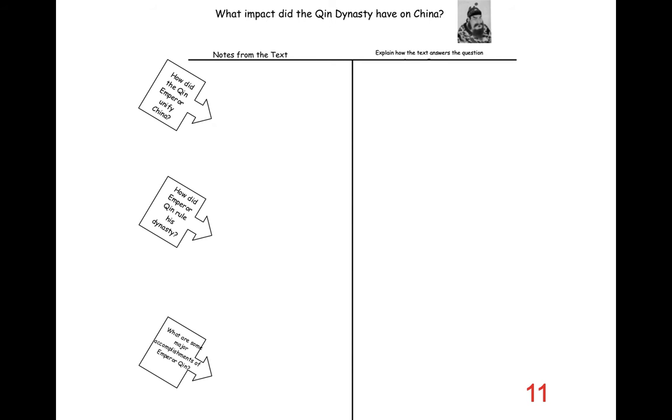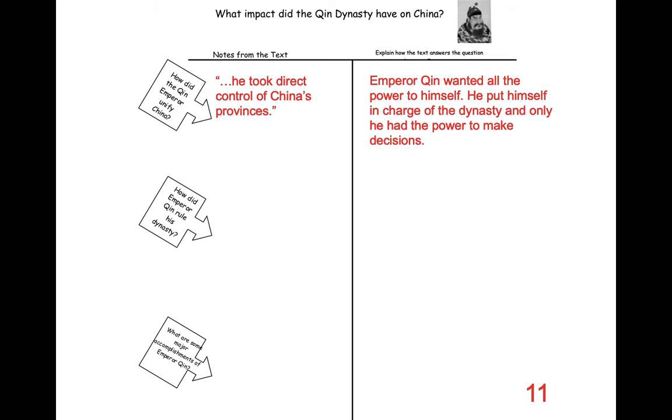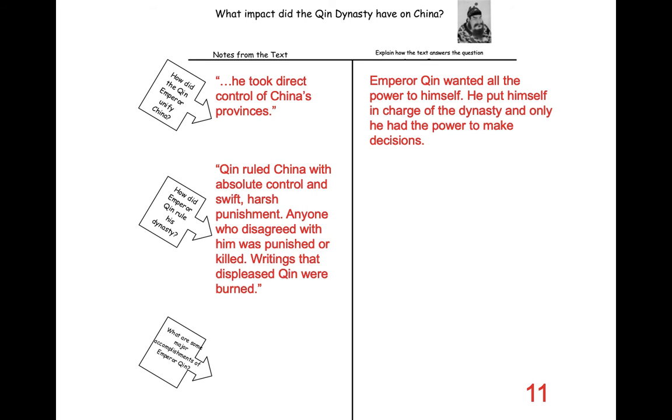Okay, I'm going to go over some things that you should have on the front of your page 11. So you should maybe have found a piece of text that looks like this. He took direct control of China's provinces, and Emperor Qin wanted all the power to himself. He put himself in charge of the dynasty, and only he had the power to make decisions. So he was self declared. He took direct control, meaning through force, he said, I am emperor, you will listen to me. If you don't listen to me, I will hurt or harm you. And that's how he put himself in charge of the dynasty, which of course was good in a way, despite the way he did it. Remember, he is able to govern under one central unified government.